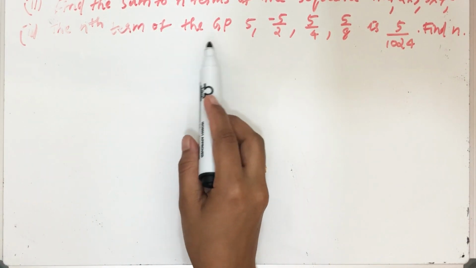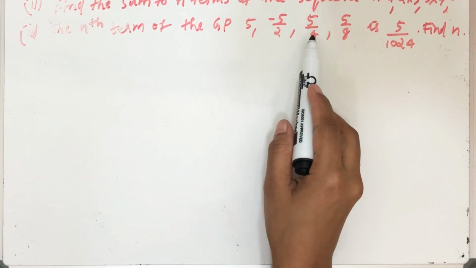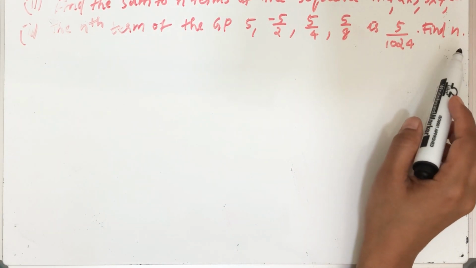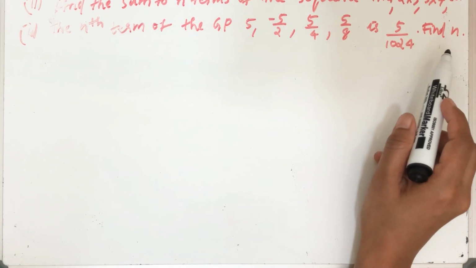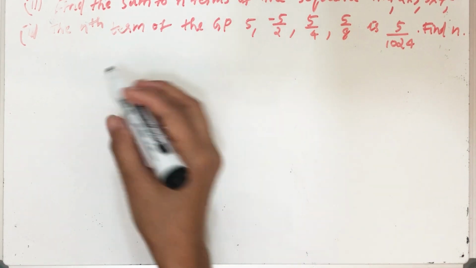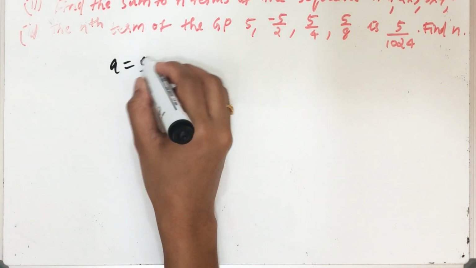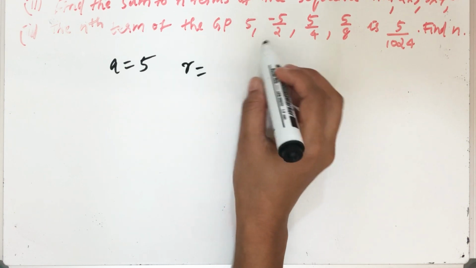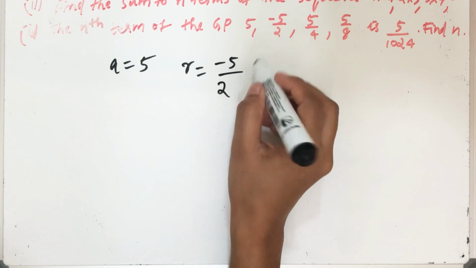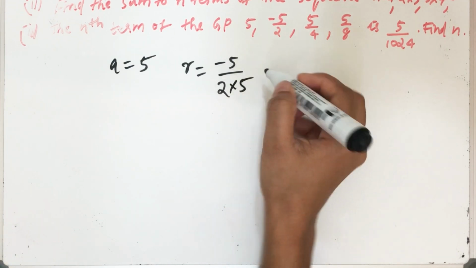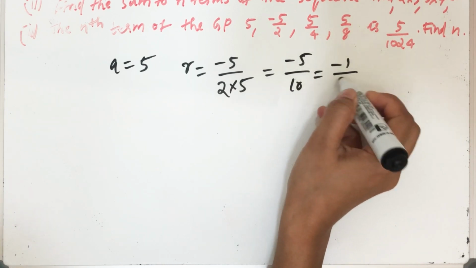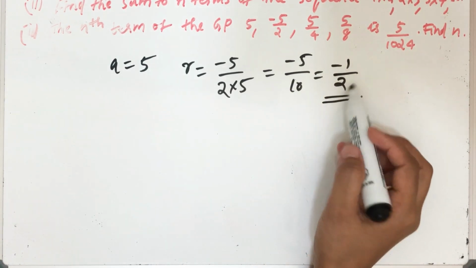Next question, the nth term of the GP 5, minus 5 by 2, 5 by 4, 5 by 8 is 5 by 1024. Find n. Question from the section geometric progression. Here given the GP 5, minus 5 by 2, 5 by 4, etc. So a is equal to the first term, a is equal to 5, and the common ratio r is equal to the second term by the first term, that is minus 5 by 2 divided by 5, that is into 1 by 5. This is equal to minus 5 by 10, which is equal to minus 1 by 2. So the common ratio is minus 1 by 2.